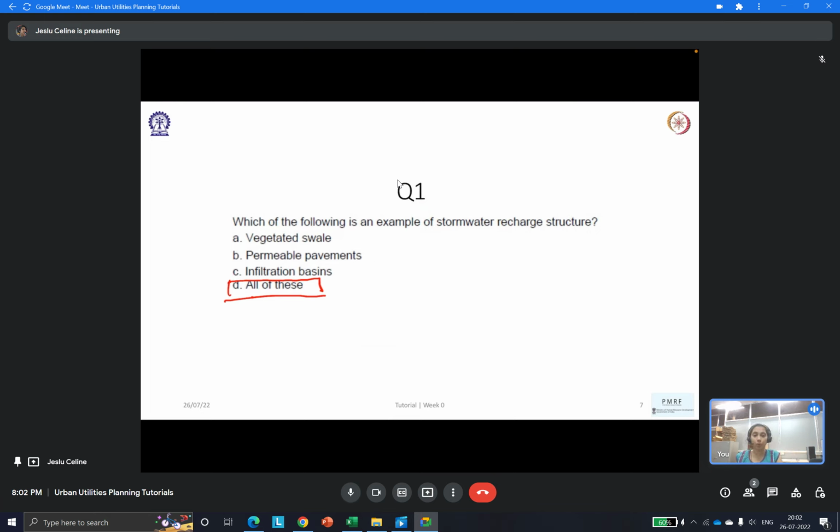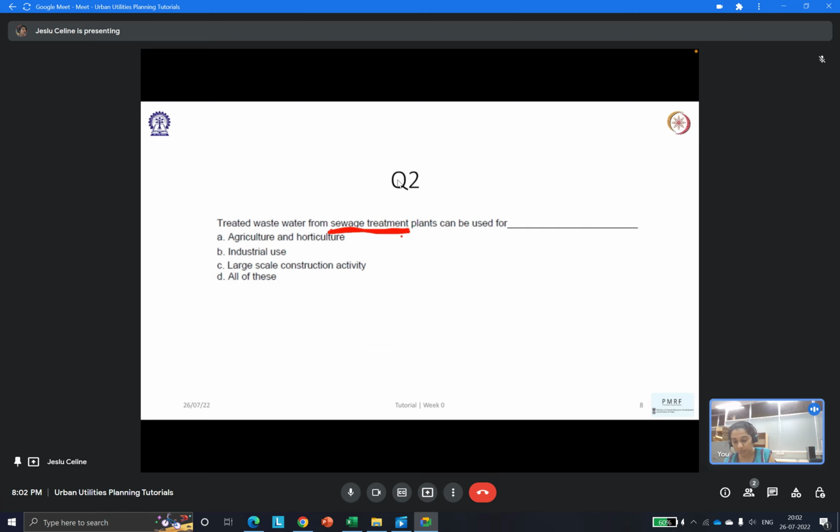Now we move on to the next question: treated wastewater from sewage plants can be used for. So here, sewage water is not pure water. So we are using the sewage treated water. It's treated again, which means it doesn't have much impurities. We can reuse it. But the only place where we must not use it is for potable purposes. Why? Because this water is not pure enough to be consumed, or where you need potable water, this is not suitable. For all the other purposes it is suitable.